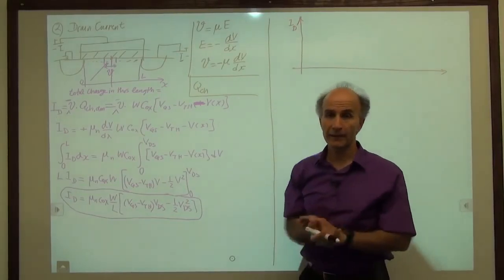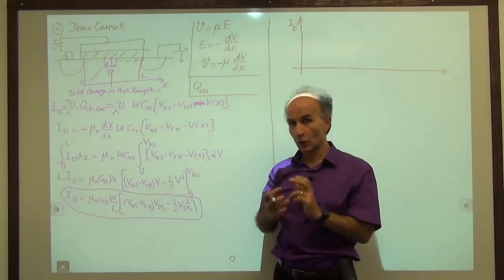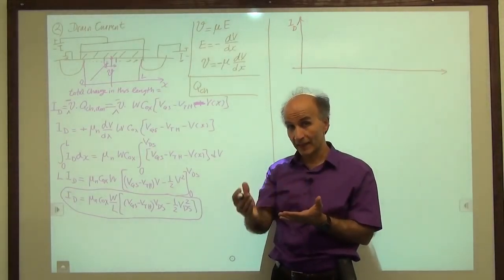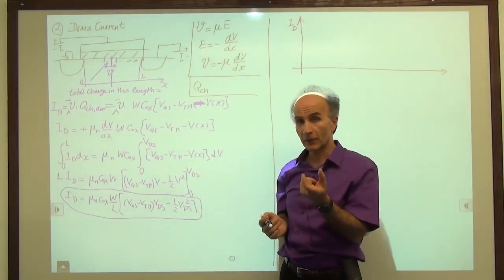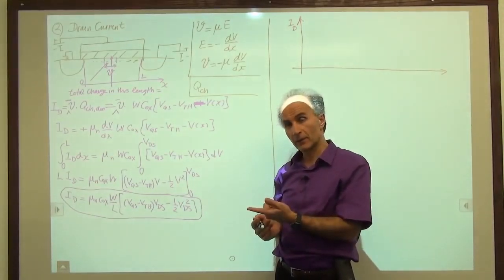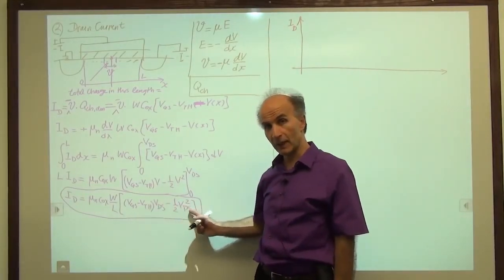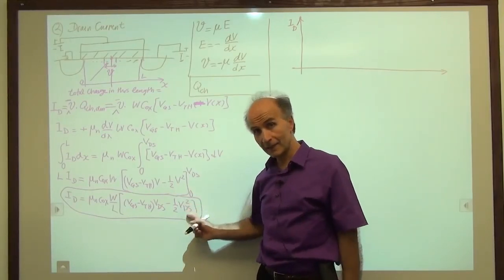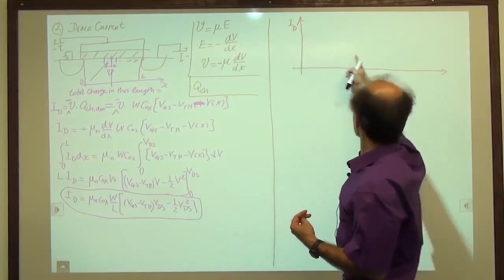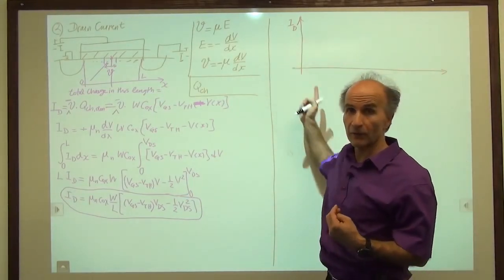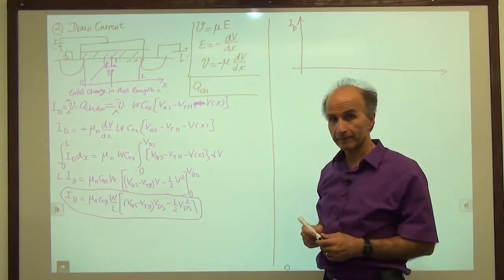Okay, so now we face a dilemma. ID is a function of VGS and VDS. So what do I plot ID against? Well, in cases like this, we have to keep one parameter constant and vary the other. For example, we can keep VGS constant and vary VDS, or keep VDS constant and vary VGS. So we have two sets of plots, ID versus VDS and ID versus VGS. We can't mix these two, at least not arbitrarily.